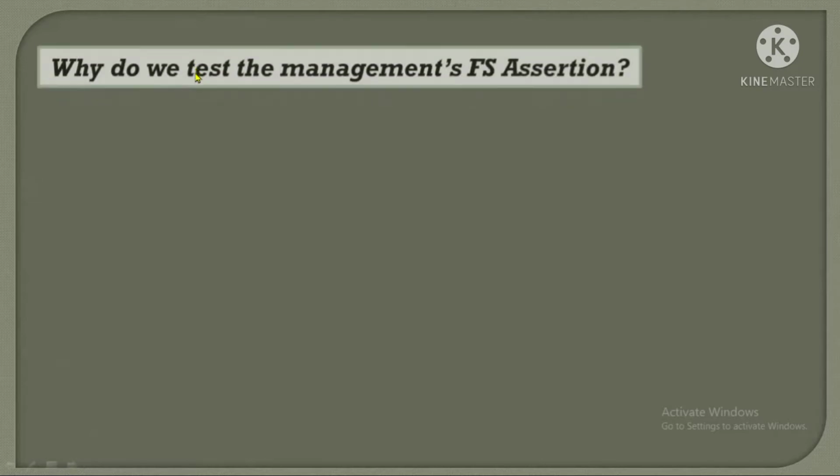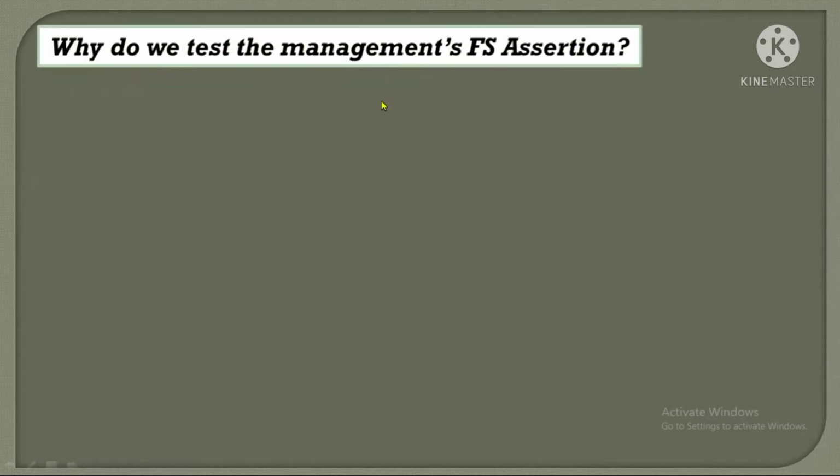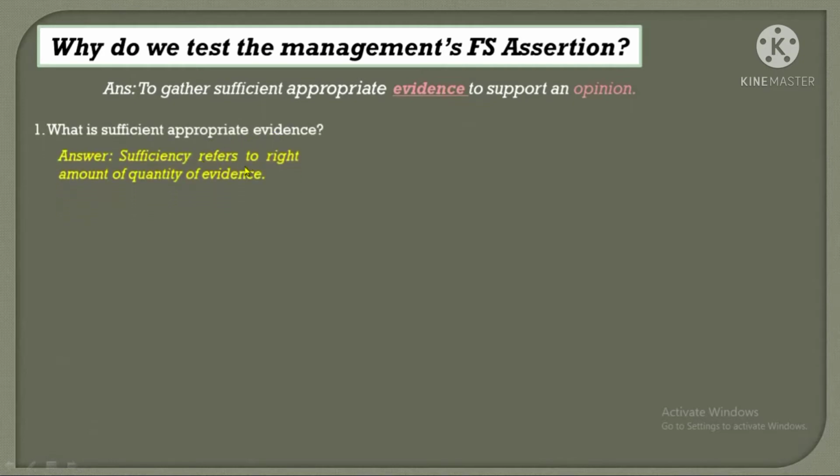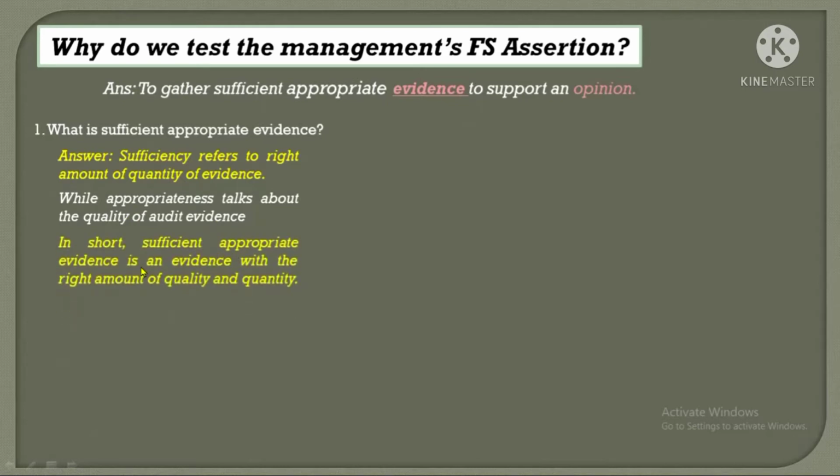Again, why do we need to test the management's FS assertion? Direct answer: to gather sufficient appropriate evidence to support an opinion. This answer is very short, but we need to break this down. First off, what does sufficient appropriate evidence mean? Sufficiency refers to the right amount or quantity of evidence, while appropriateness talks about the quality of audit evidence. In short, sufficient appropriate evidence is evidence with the appropriate quality and quantity.